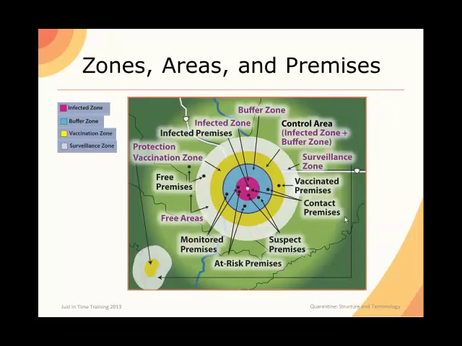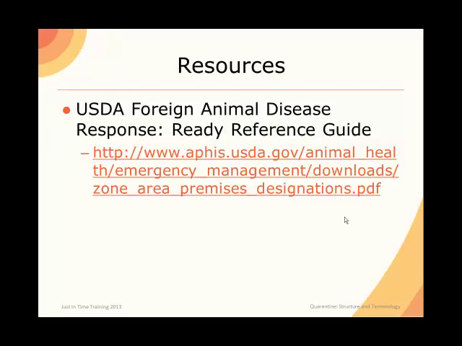This figure reviews how each of the quarantine zones, areas, and premises designations for an animal disease emergency relate. During an animal disease emergency, response zones, areas, and premises will be designated. It is important for responders to be familiar with these terms and the limitations imposed by each designation. For additional information on animal disease emergency response structure, consult the USDA Foreign Animal Disease Response Ready Reference Guide.